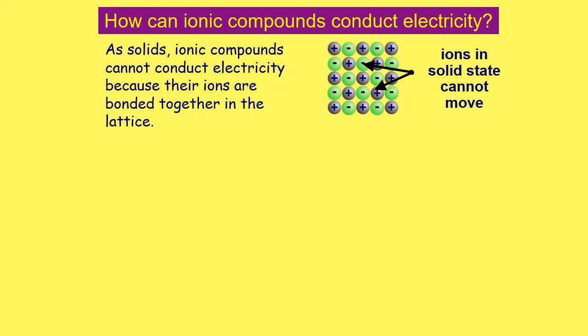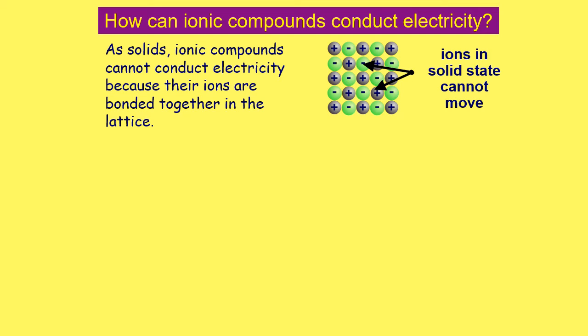There are two conditions that are needed for a material to be able to conduct electricity. The first one is that the material must contain things that are charged. So that could be electrons and it could be ions. If you're just made of atoms that aren't charged, you cannot conduct electricity. You must have something that's charged inside your structure. And the second thing is that those charged things must be able to move.